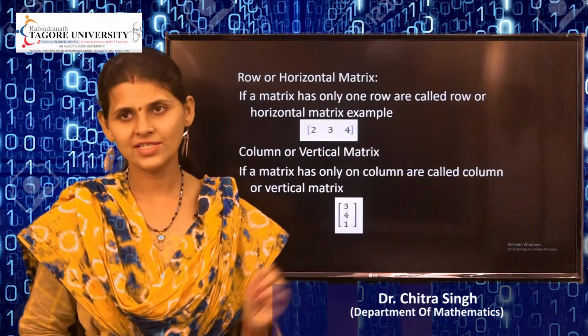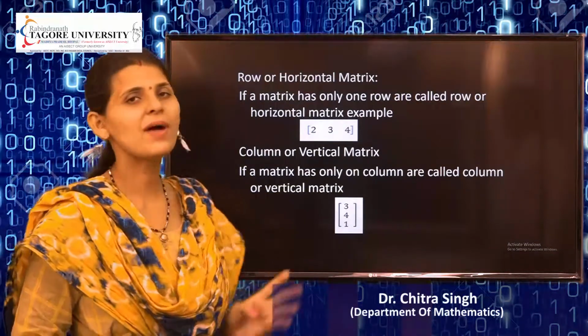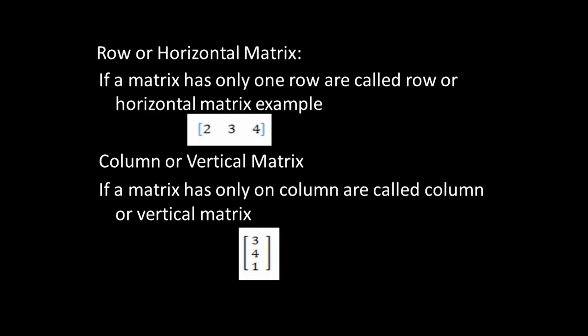Row or horizontal matrix. If a matrix has only one row, it is called a row matrix. Example: 2, 3, 4. We see that this matrix has only one row, 2, 3, 4. So we call it a row matrix, also called a horizontal matrix. We say that it is a 1 cross 3 matrix.